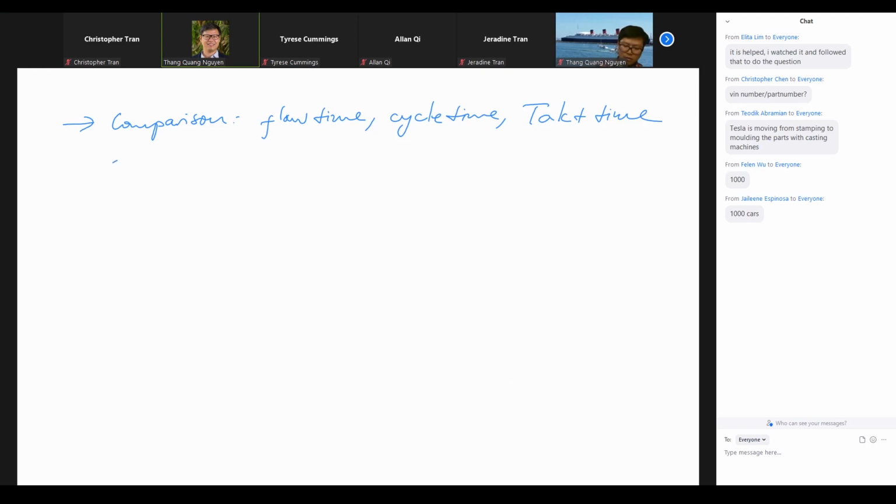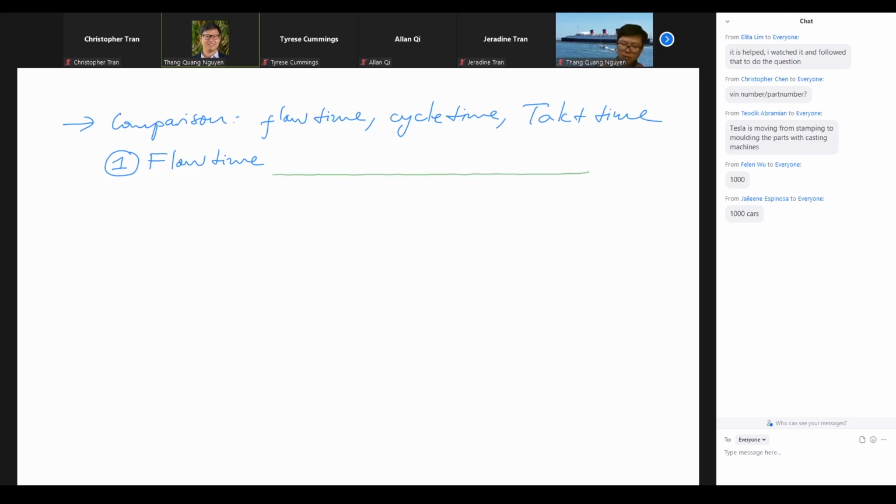The first one, the flow time, we learned it way early on in the semester, right? So the flow time is how long it takes for 1 unit to go from the beginning to the end of the process. So I would like to draw a picture to illustrate the flow time.